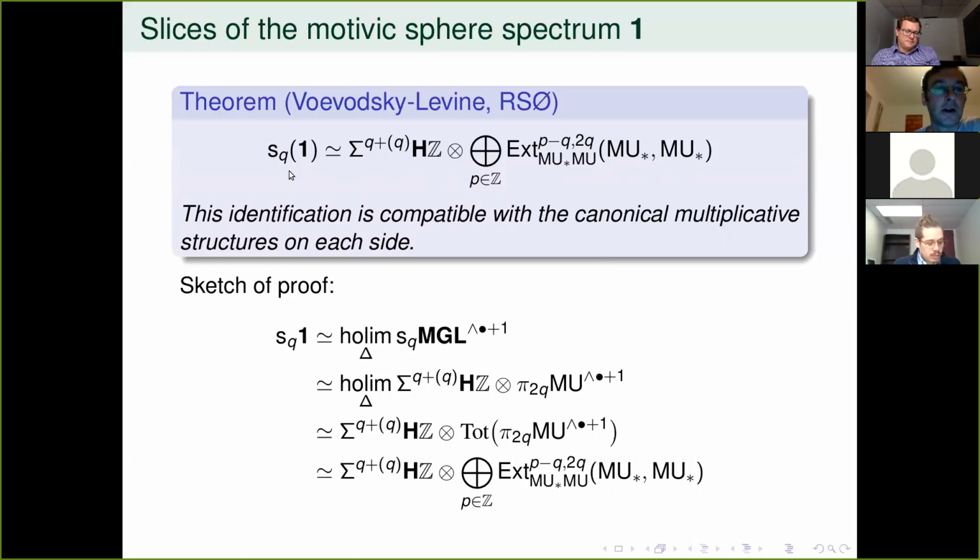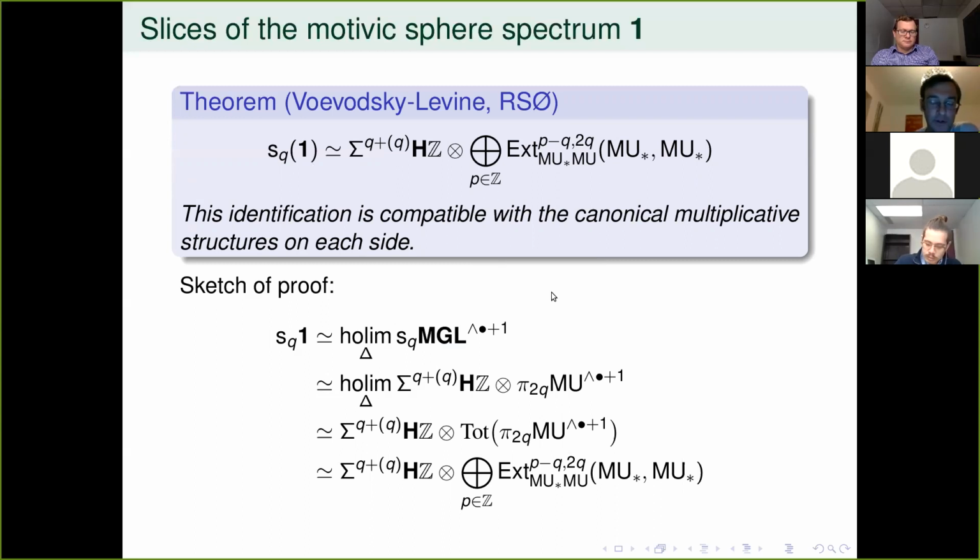And as an addendum, this will be convenient. Both sides have a canonical multiplicative structure, if you view this as graded over q passing through the integers, and the multiplicative structures are compatible.